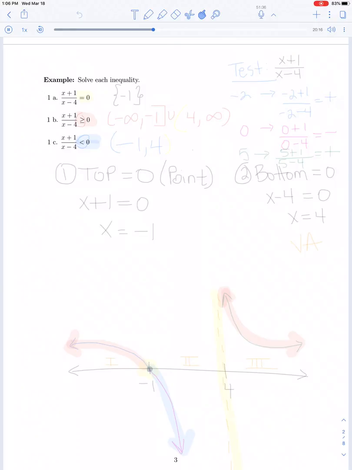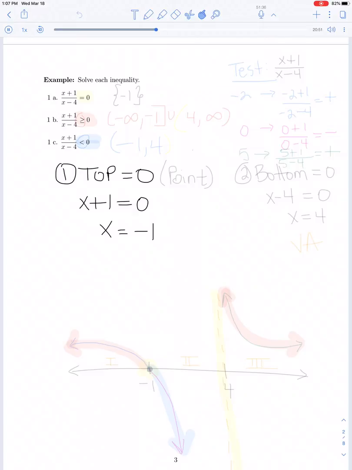So notice our main requirement is that we have one fraction on the left and 0 on the other side. We already have that, so we're going to jump to looking at a couple of things. Number 1: when is the top equal to 0? Well, the top is equal to 0 when x plus 1 equals 0, which happens when x is equal to -1.